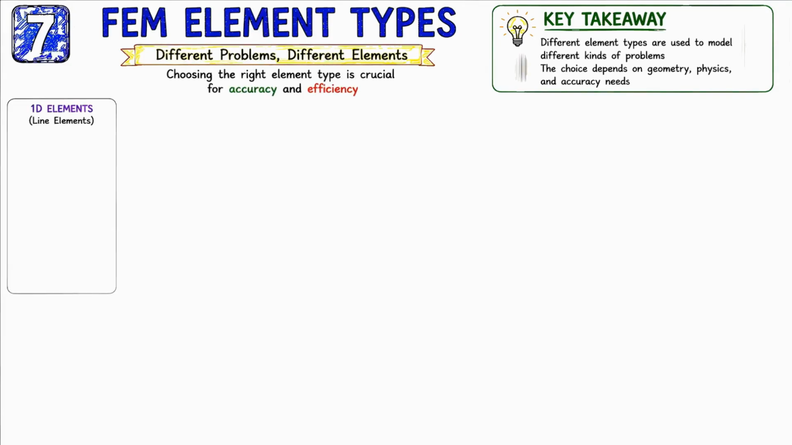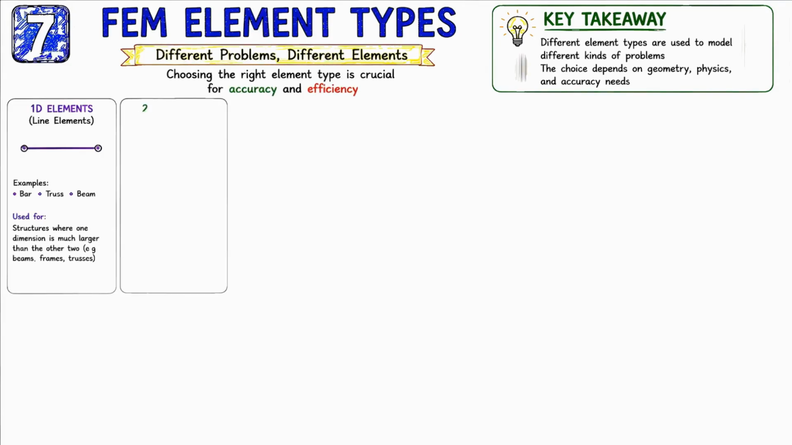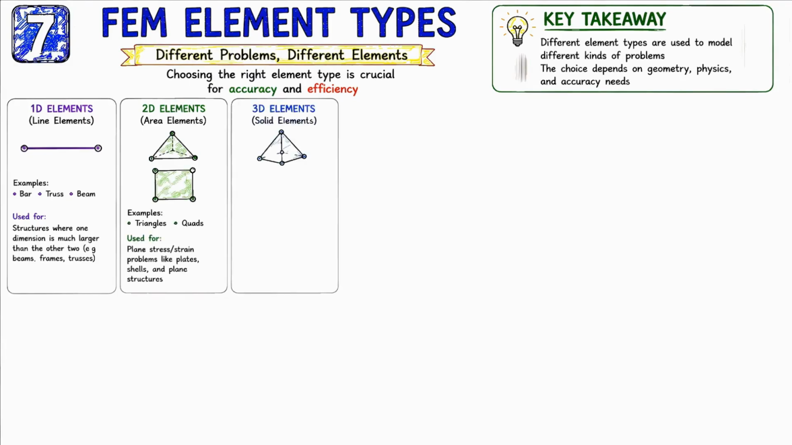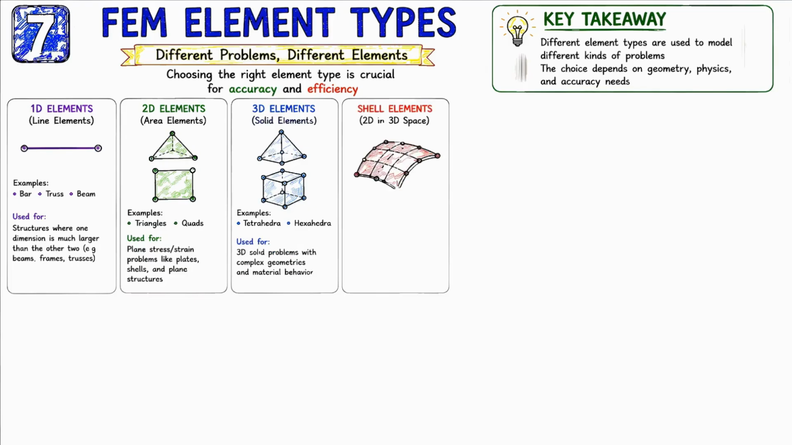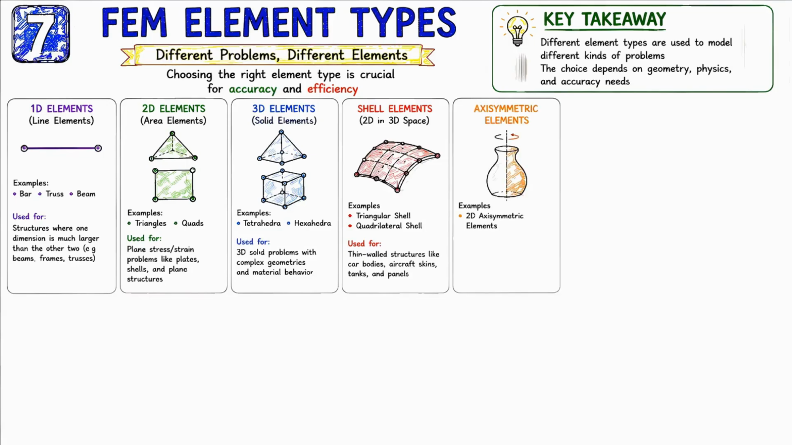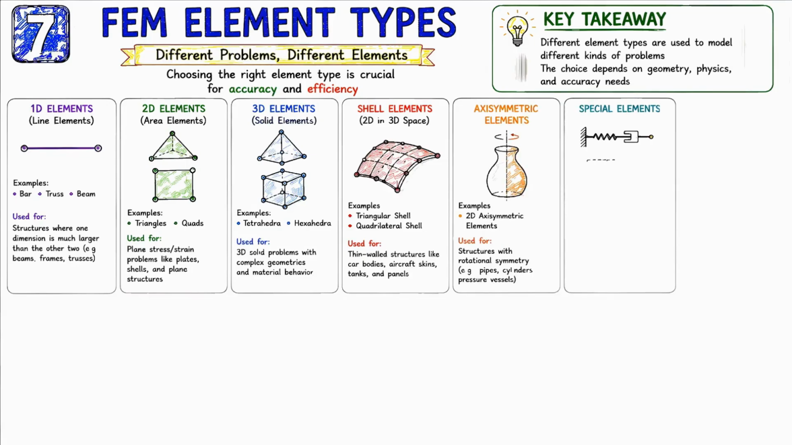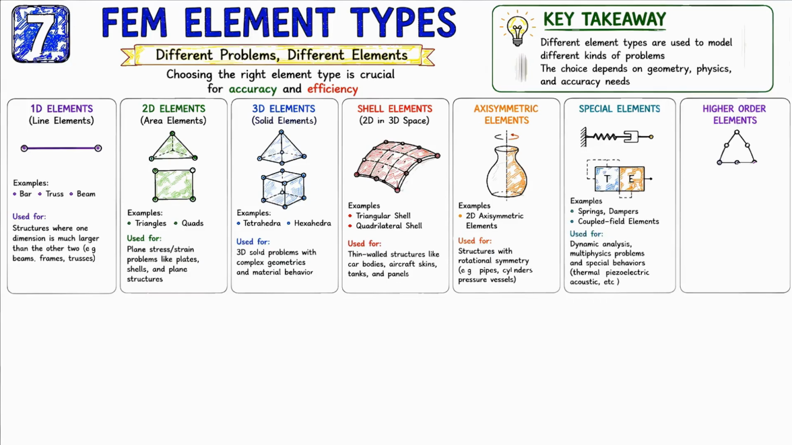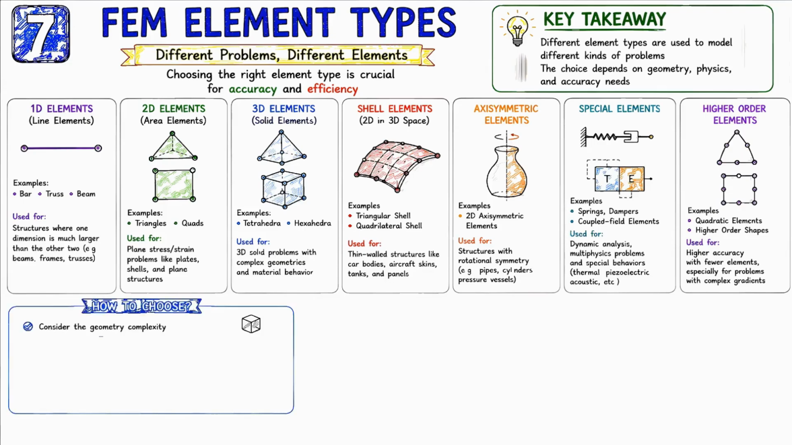For slender members like bars, beams, and trusses, we use 1D elements. For plates, walls, and shells, 2D elements such as triangular and quadrilateral elements are commonly used. When analyzing complex solid components, 3D elements like tetrahedral and hexahedral elements are preferred. We also have shell elements for thin-walled structures, axisymmetric elements for rotationally symmetric components, special elements for springs and dampers, and higher-order elements whenever higher accuracy is required.